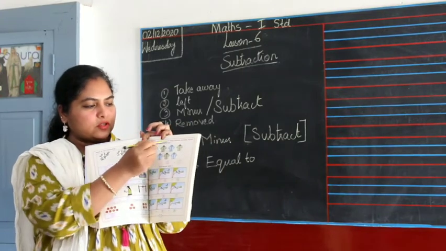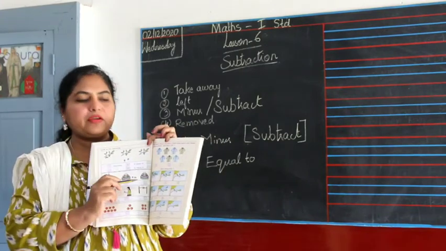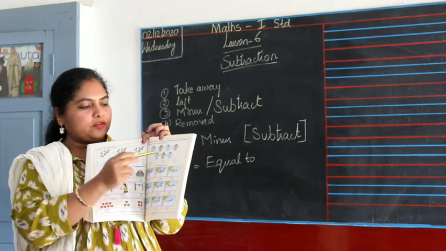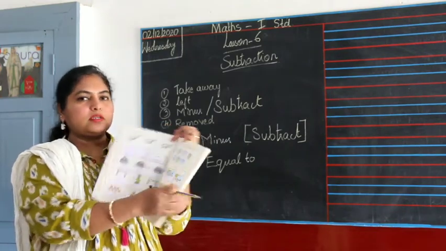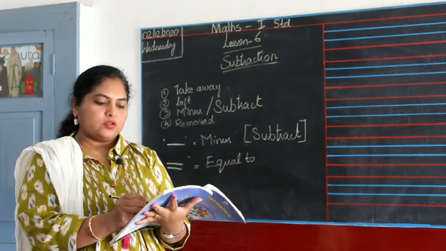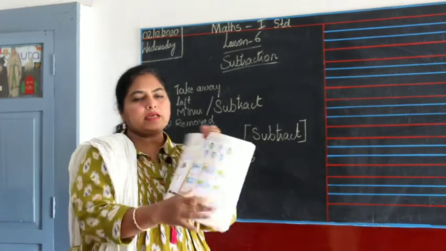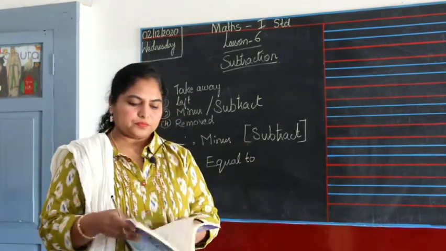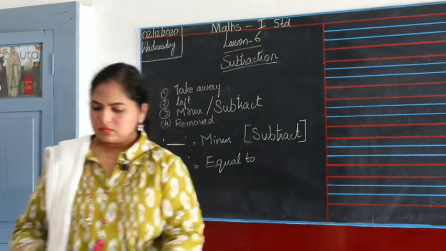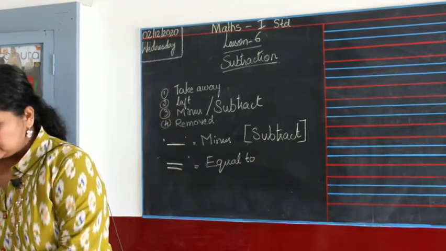So you remove them. You strike out. How many are left? 1, 2, 3, 4. So 7 minus 3 is 4. So I want you all to do this exercise in subtraction. So let's go to the next thing.